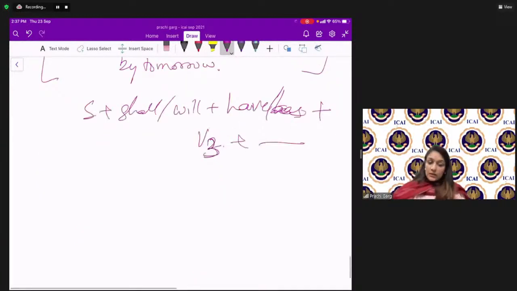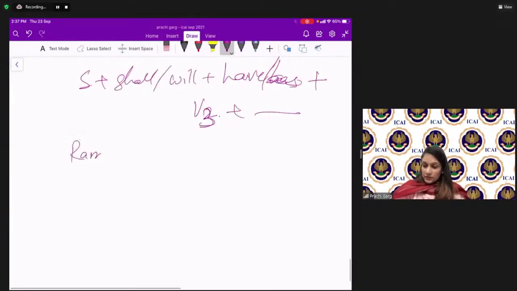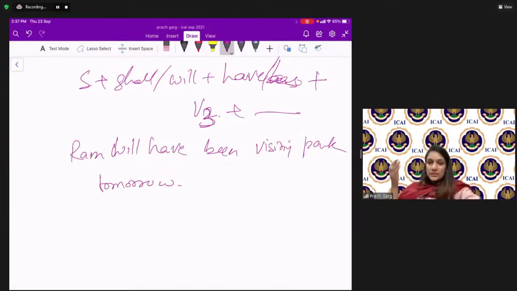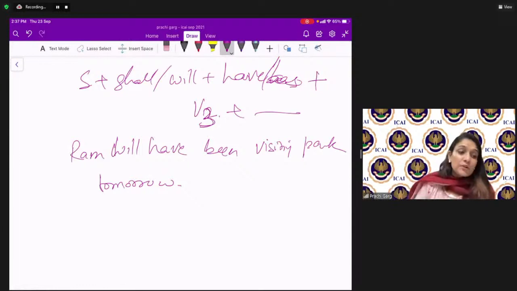Last comes the future perfect continuous. Ram will have been visiting park tomorrow. So Ram will have been visiting park tomorrow. This is to indicate an action that will have happened for some time and will not be complete yet at a certain point in time. Now, this is a bit opposite to what we have discussed. This is about that action that will take place.